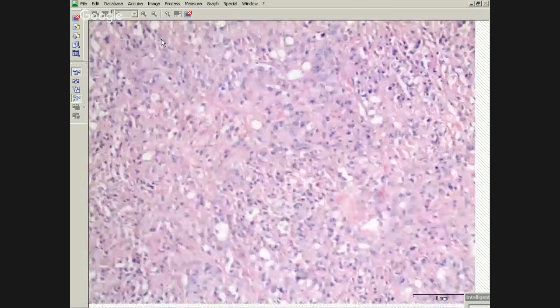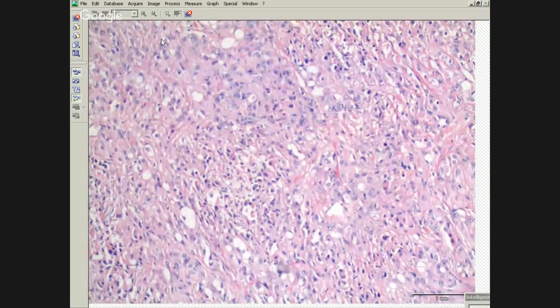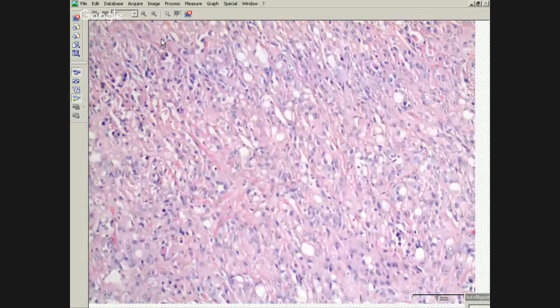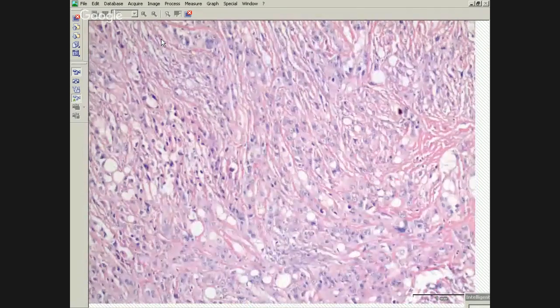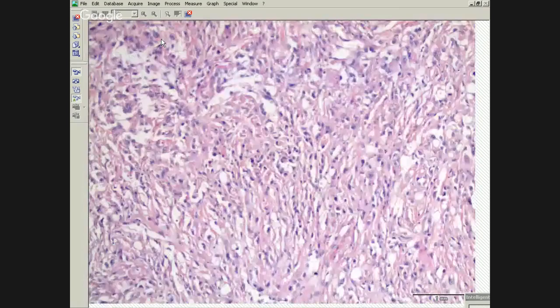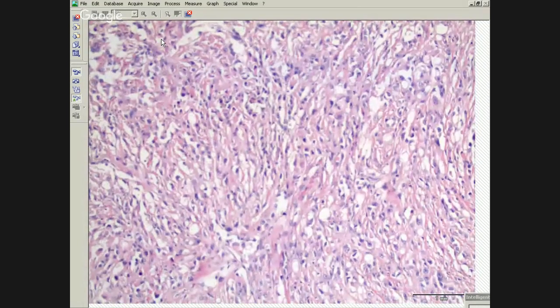So again, this is where you don't want to be cheap. You want to get your keratin. This is again going to be negative or perhaps weakly positive. You shouldn't see strong diffuse staining. And then your vascular markers are going to be positive. So these, when they occur as primary pleural tumors, still tend to behave very badly.